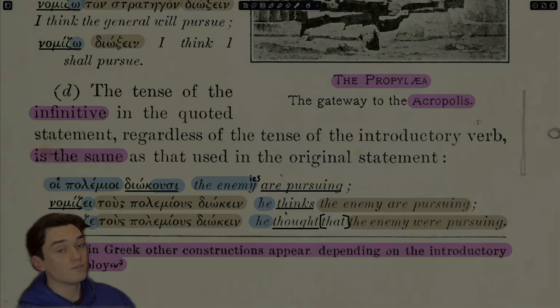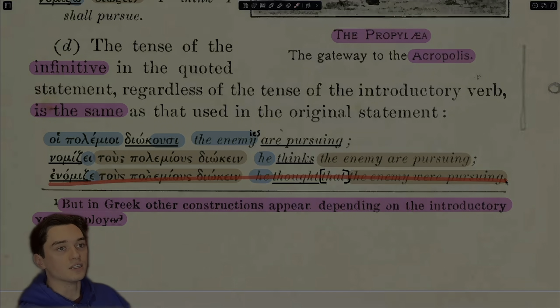In English, it's very similar. However, there are different verb tenses in English. In English, instead of using infinitives, we use the present tense, then we use a present perfect. So here we can see thinks in the present simple, and then we have are pursuing in the present perfect. This is the same thing for this sentence here. Enomidze tous polemius diokein. He thought that the enemy were pursuing. Since the main verb, enomidze, is in the imperfect, diokein is going to take a present infinitive.